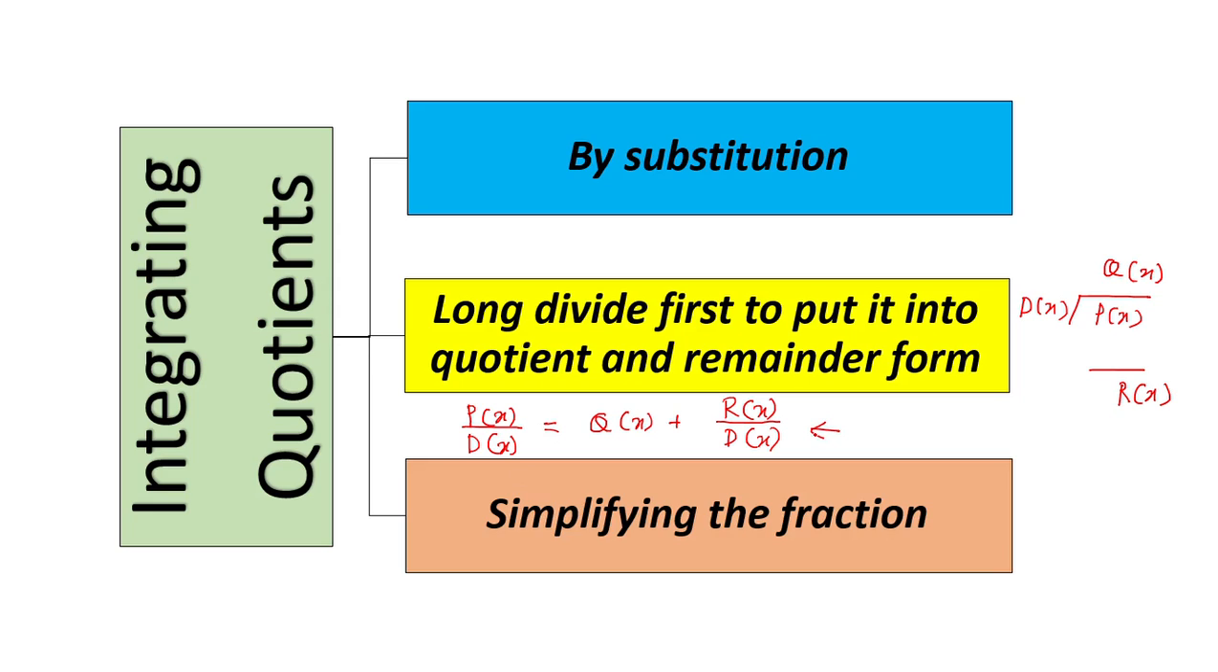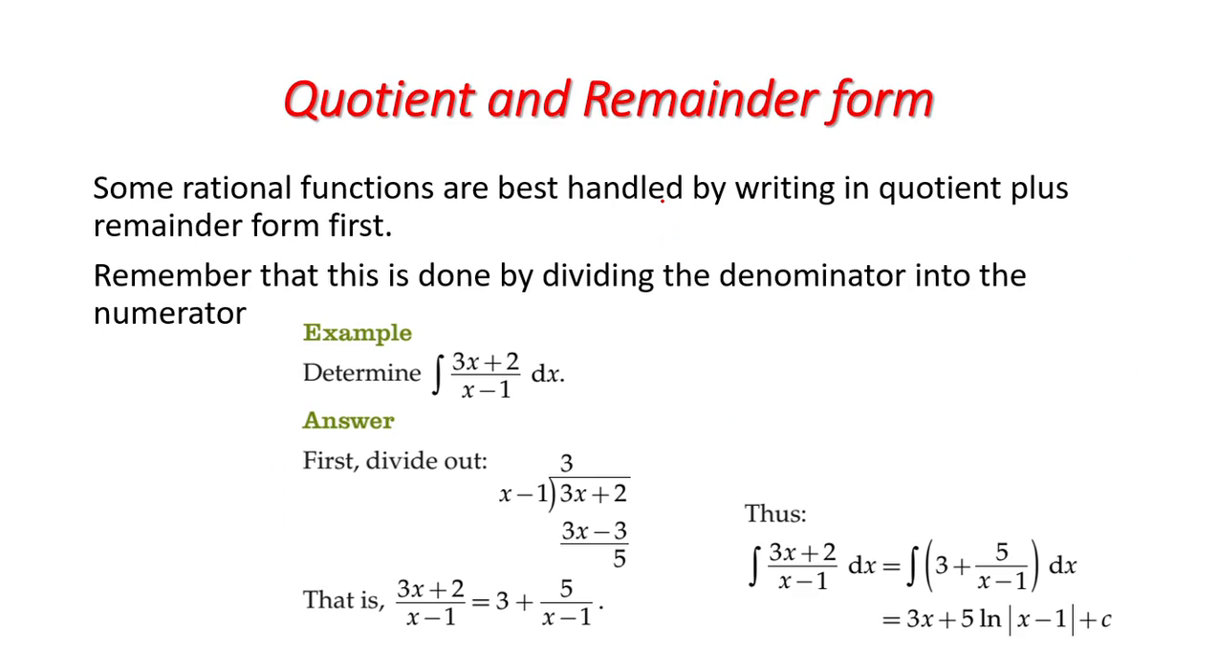And then the second method, integrating quotient by simplifying the fraction. Simplifying the fraction is something we actually did in the first lesson, which is how we simplify the fraction first, then we integrate. Don't worry, we have examples later. So let's take a look at the first method, which is quotient and remainder form. Some rational functions are best handled by writing in quotient plus remainder form. First, remember that this is done by dividing the denominator into the numerator.